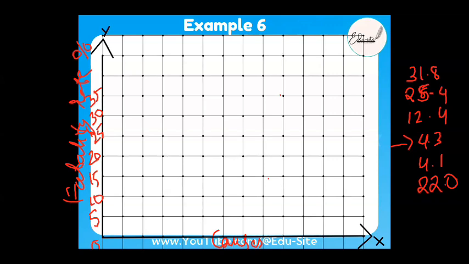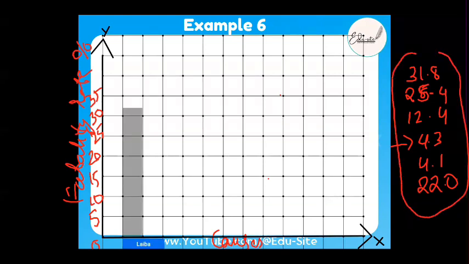What should be taken care of in bar graphs, Laiba? The first bar should have a width, right? There should be some space between the bars. It's very mandatory in a bar graph. There should be a spacing of 1 unit between each of the bars. Come on, beta, start representing it. First is 31.8. It's given here.